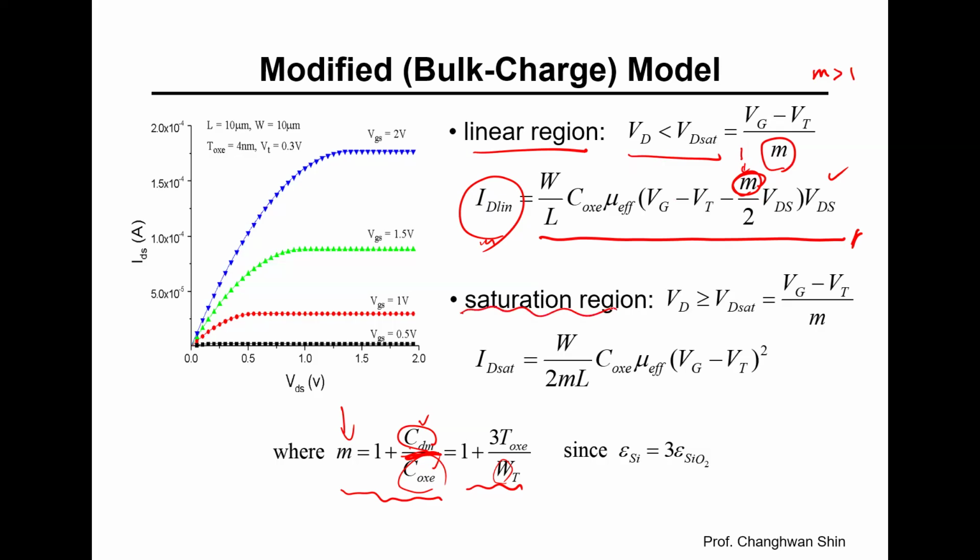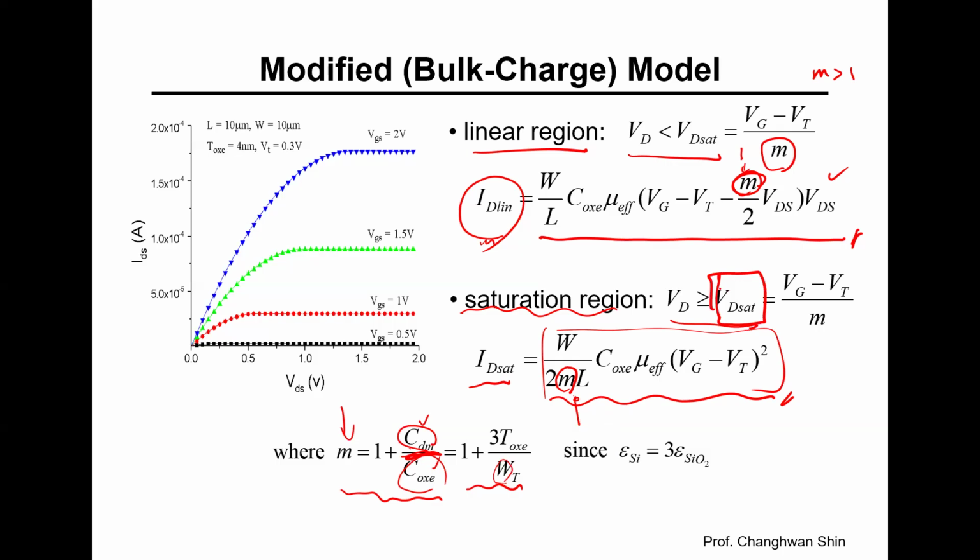What about in the saturation region? If VD is higher than VD set, then the saturation drain to source current is written with this equation. Take a look at the equation again. If you plug in the value of 1 for the m factor, then the equation would be quite identical to the equation that we have seen in the square law model. Here, notice the key difference from our earlier square law model: the saturation voltage is now VD set.